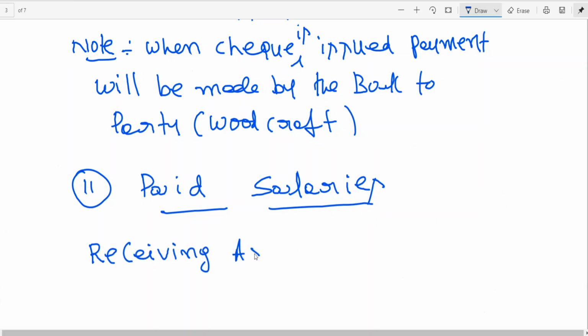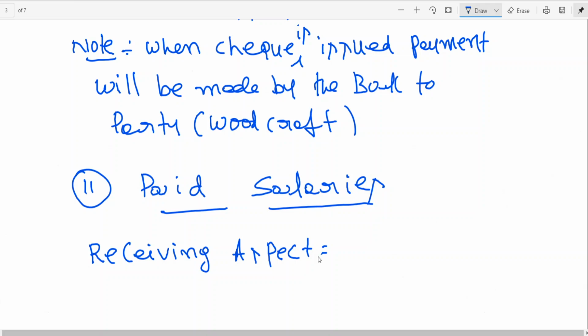Receiving aspect I am using. Sir, what is that we are receiving? Simple example. If I am appointing employees in my business, why should I appoint employees in my business? Because I want to extract some services from them.